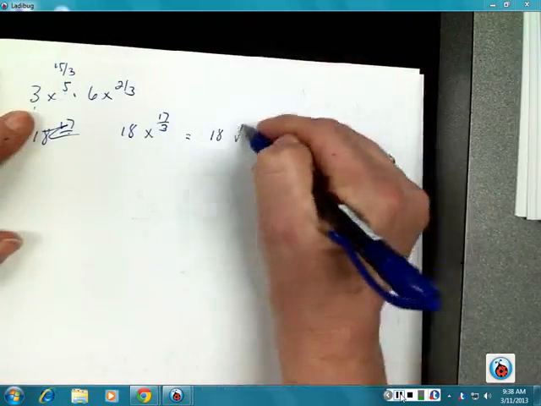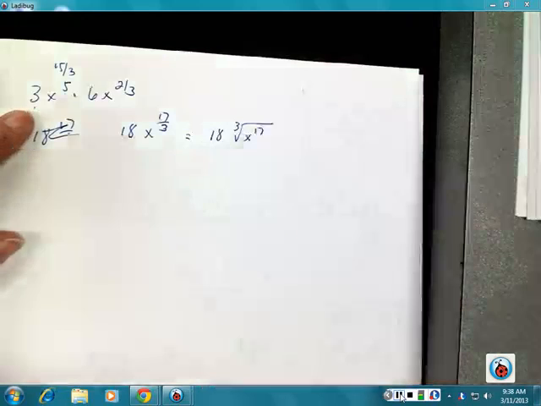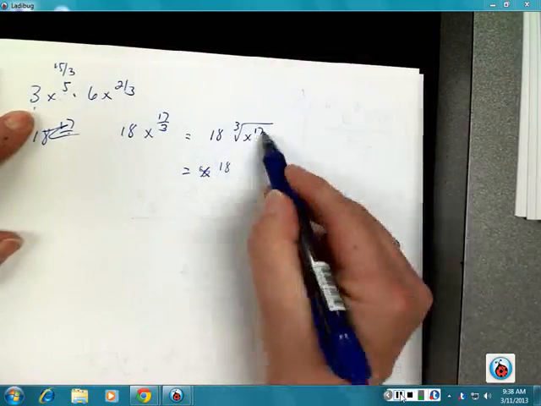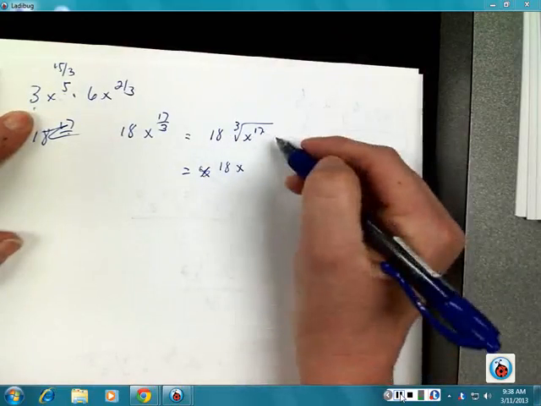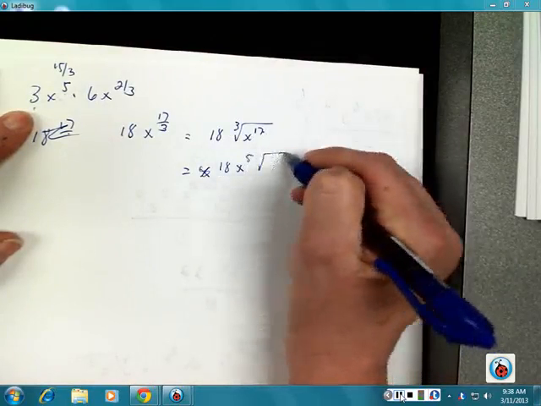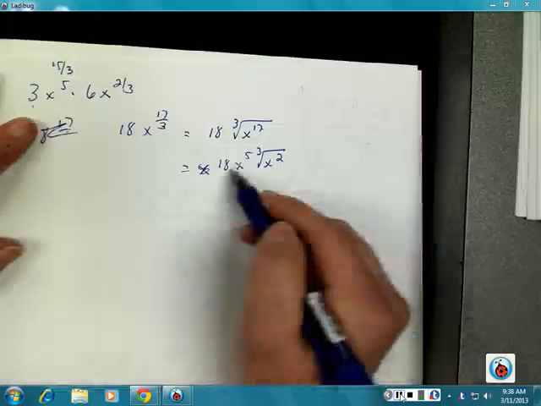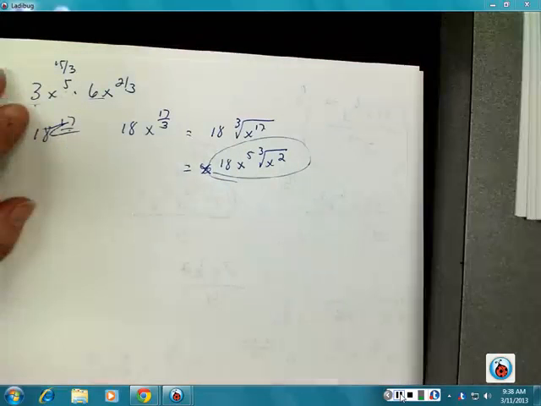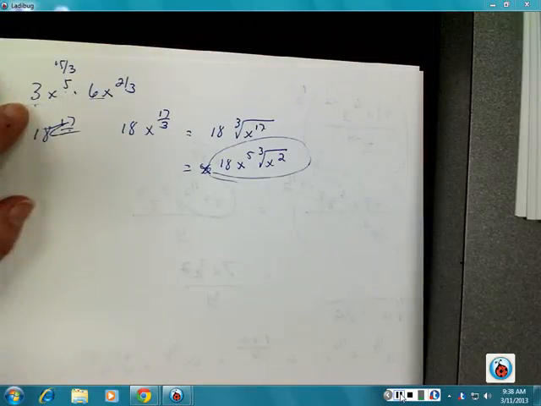So I get 18 third root of x to the 17th, which I can pull out. 3 goes into 17 5 times, leaves me x squared underneath, and so my answer comes out to be 18x to the 5th, the 3rd root of x squared. Where did 18 come from? 3 times 6. Oh, okay. The numbers that are out in front. Yep, 3 times 6. So they get a little bit tricky with what they end up doing.